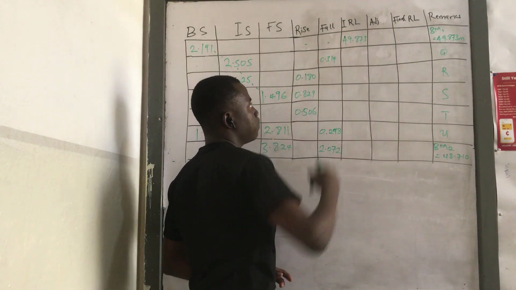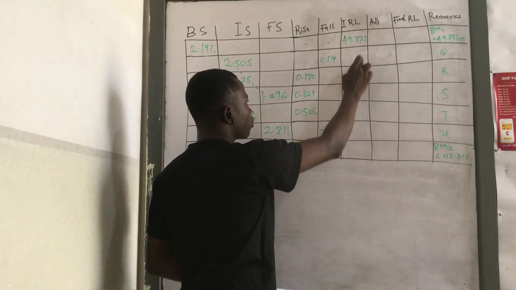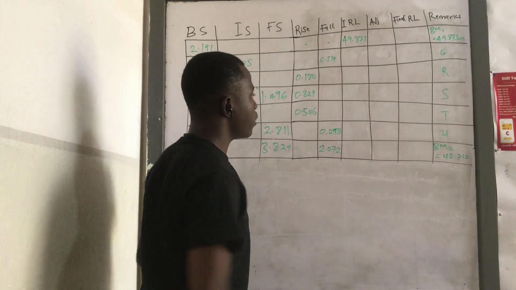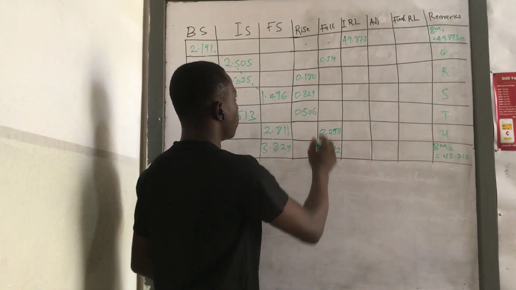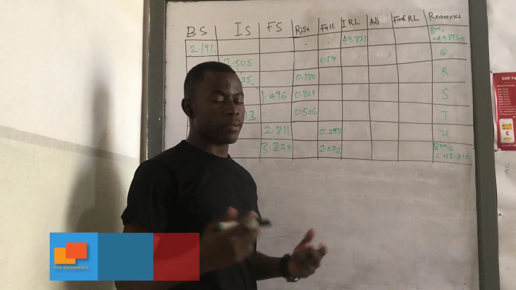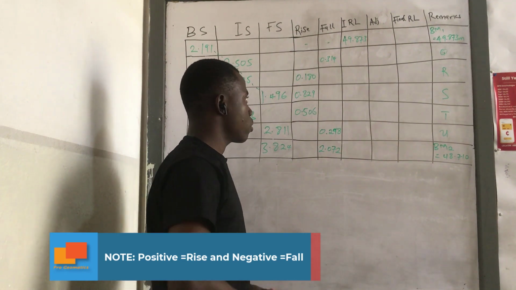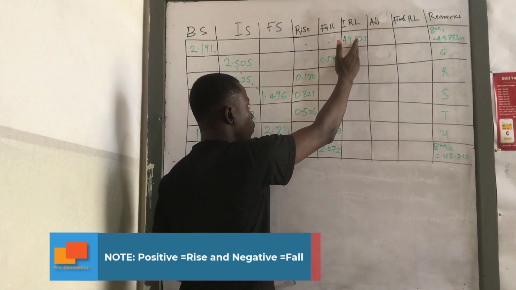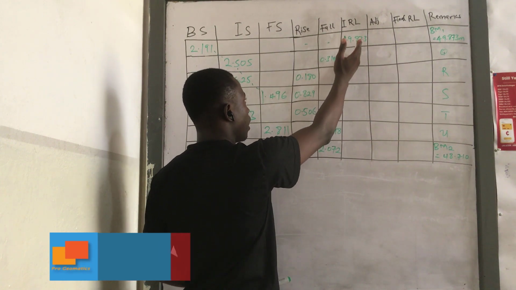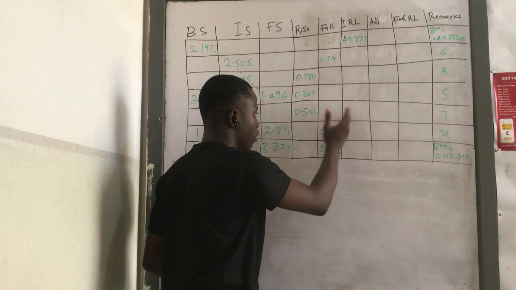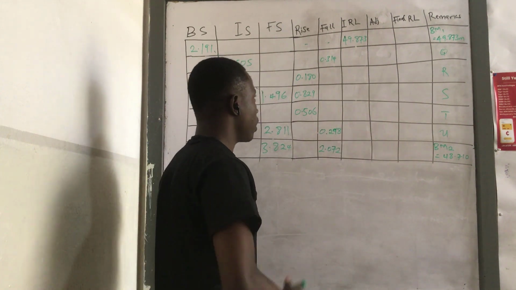So with this one here, we will compute for this one and this one and this one and this one and this one. That's for Q, R, S, T, U. And remember, on the fall column, it means it's a negative value. On the rise column, it's a positive value. So we are going to take this one and add it to this, and then the answer to this, and then the answer to this, and then the answer to this. So let's do that.